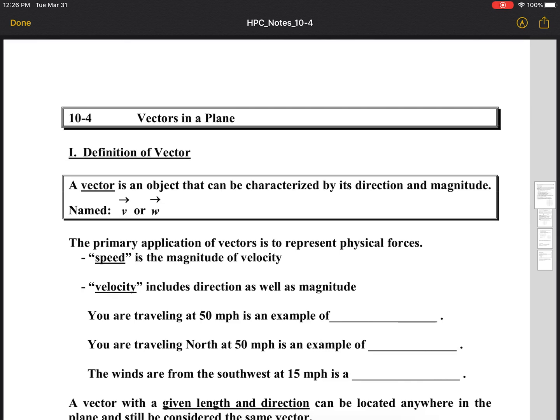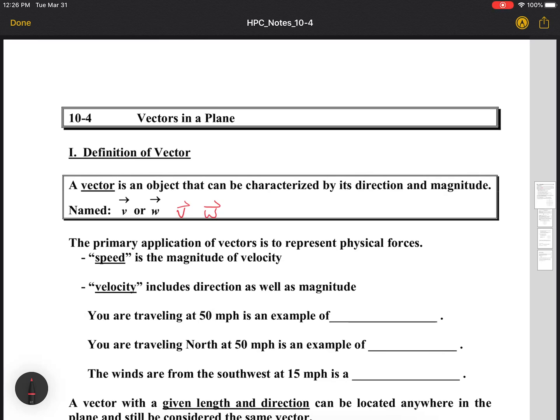So today we're doing vectors in a plane. Let's start off with the definition of a vector. A vector is an object that can be characterized by its direction and magnitude. We use V and W with arrows above them to represent vectors. Sometimes I'll also use little half arrows like that, so you might see me write something like that sometimes. Same thing, just talking about vectors.